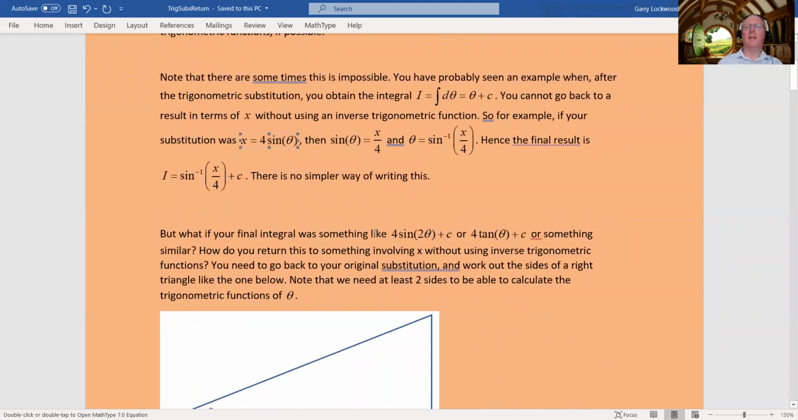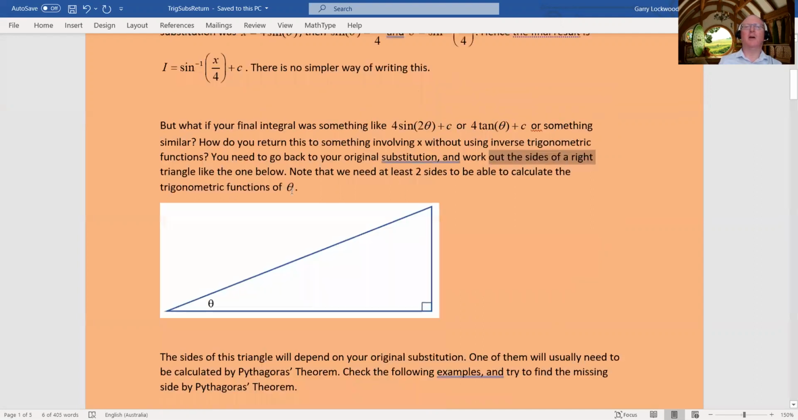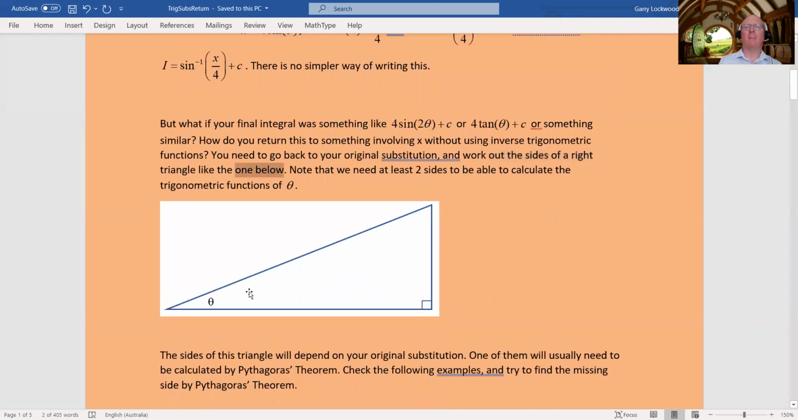But what if your final integral was something like 4 sine 2 theta plus a constant, or 4 tan theta plus a constant, something like that? How do you go back to something involving x without using inverse trig functions? You need to go back to your original substitution and work out the sides of a right triangle like this one. Okay, so here's a right triangle.